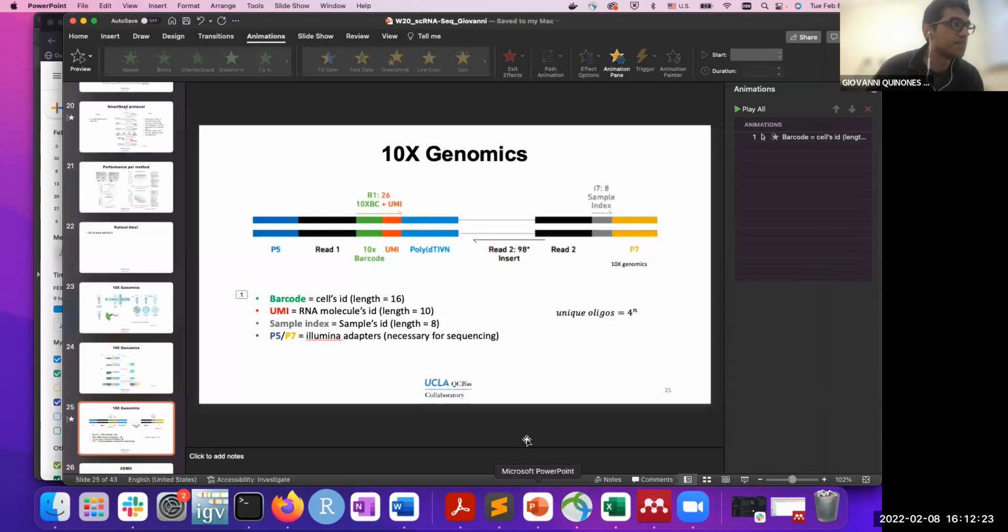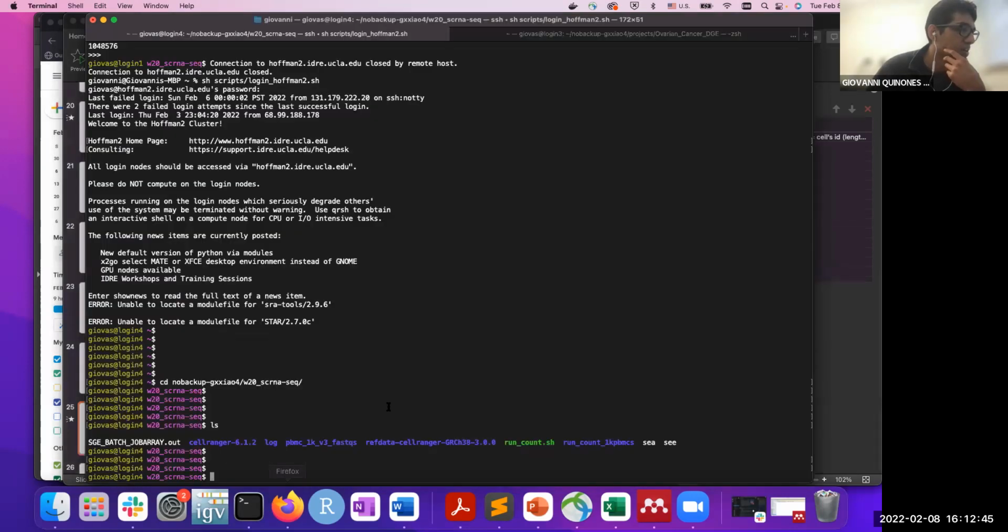I just wanted to remind you what we're looking at. We're going to look at what these 3 reads that we obtained from 10x look like. Like I mentioned, read 1 with the barcode and UMI, read 2 with the actual insert, the actual RNA, and read 3, or I1, with the sample index.